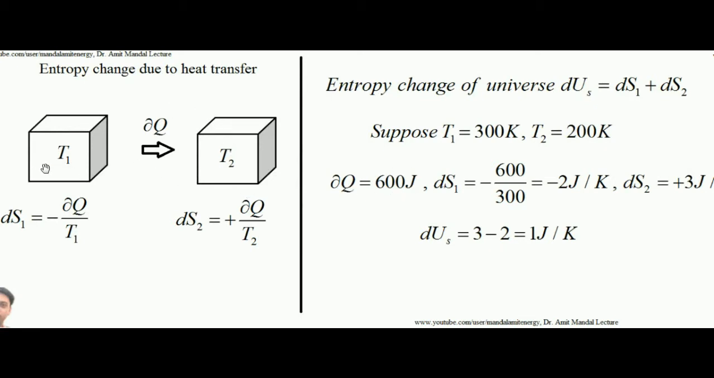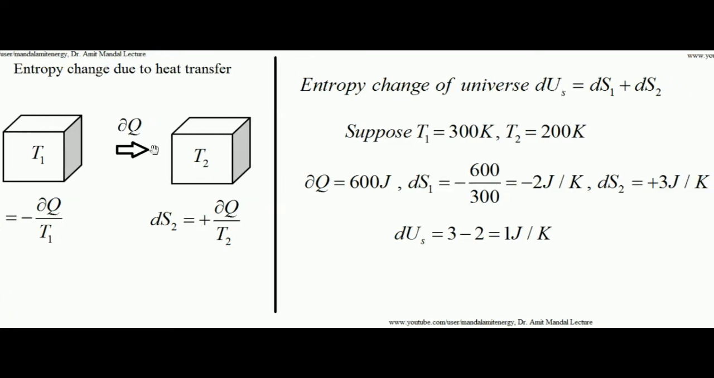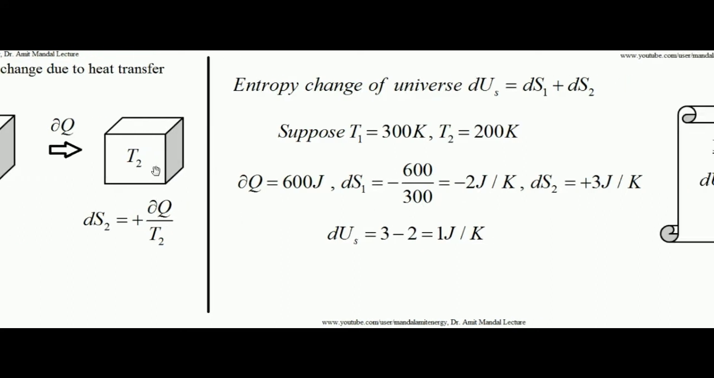What is the entropy change of body 1? That will be delta Q by T1, but negative. So 600 by 300 equals minus 2 joule per Kelvin. And the entropy change of body 2? Since 600 joules is transferred to body 2, delta Q is again 600, so 600 by 200 will be plus 3 joule per Kelvin. So what is the entropy change of the universe? Adding the two, we get 1 joule per Kelvin. This is the entropy change of the universe.